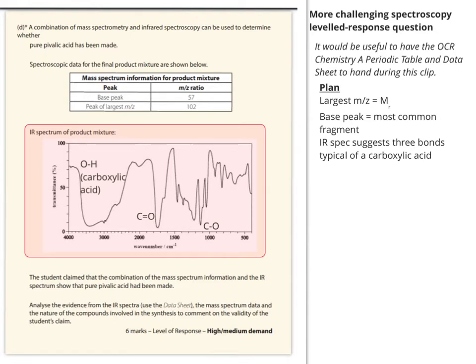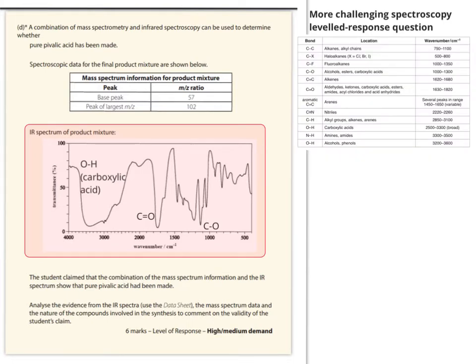What I'll need to do from here on in is clear a little bit of space on the right hand side. Now we can use the wave number information from the data sheet to work out how we're going to answer the infrared spectrum part of the question. The 3 things I think we need to talk about are the mass spec, the infrared, and a comment on the validity of the student's claim, which is that pure pivalic acid had been made. So let's start with the mass spec.